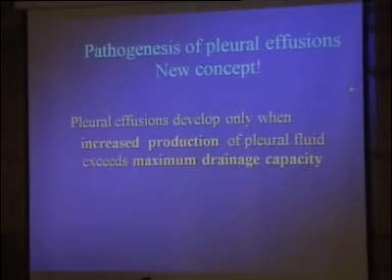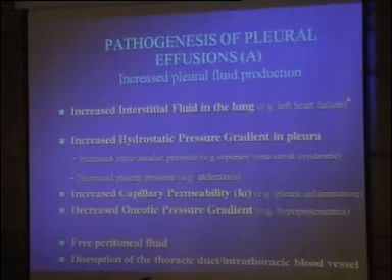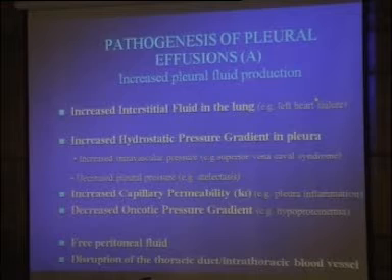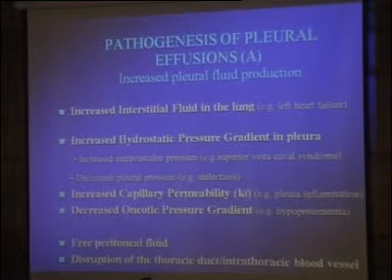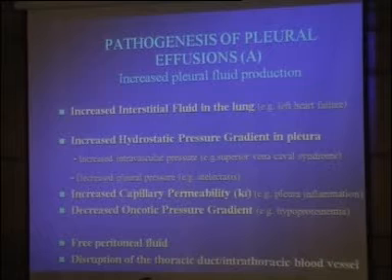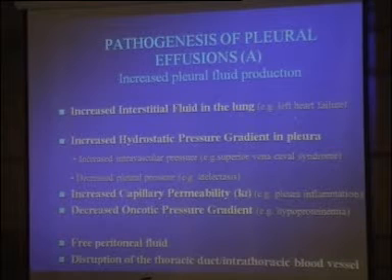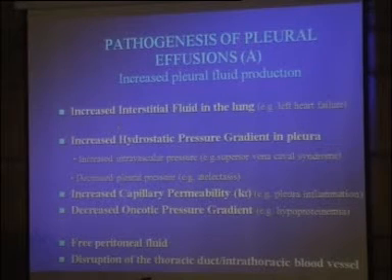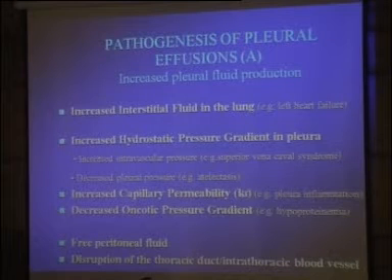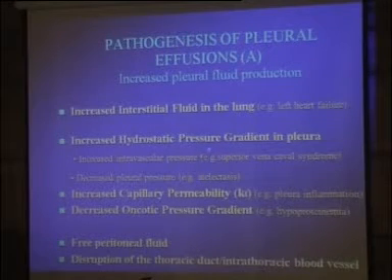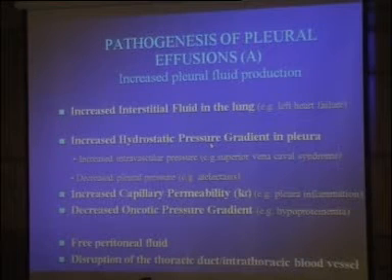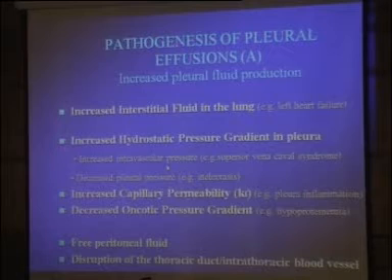Then the new concept for pathogenesis of pleural effusion is, for sure, pleural effusion develops only when increased production of pleural fluid exceeds maximum drainage capacity, but you saw that it was adaptable. What happens, for instance, when there is increased pleural fluid production? Which pathological situation do we have? We can have increased interstitial fluid in the lung, as we can see in case of left heart failure. We can have increased hydrostatic pressure gradient in pleura by increased intravascular pressure, as we see in case of superior vena cava syndrome, or due to a decreased pleural pressure, for instance, during an atelectasis.